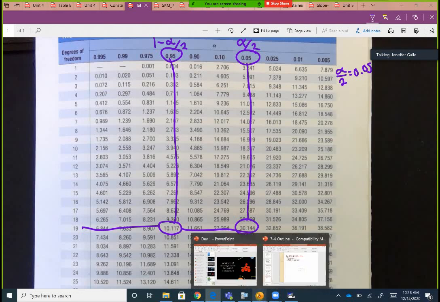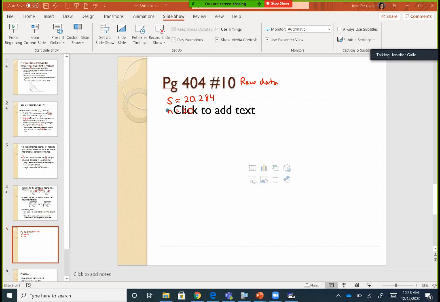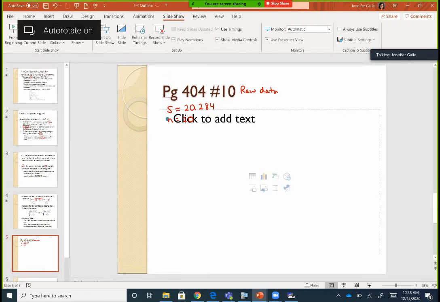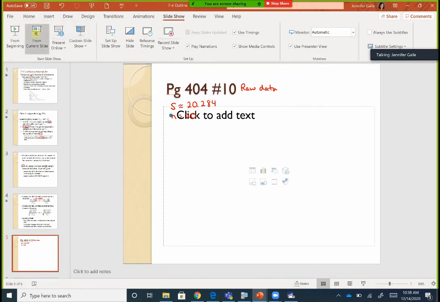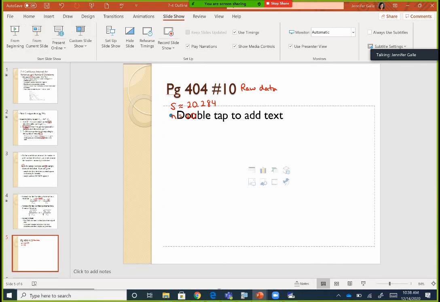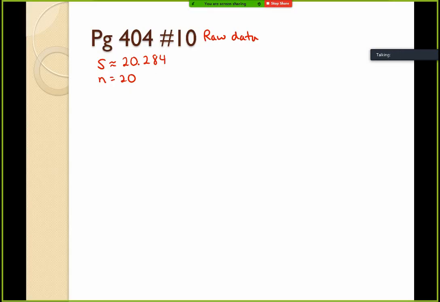So let's go ahead and get our information down. Let's take a peek into the formula and let's get you guys some time to work with this table, with me here to help. Okay, so chi-square right was 30.144.